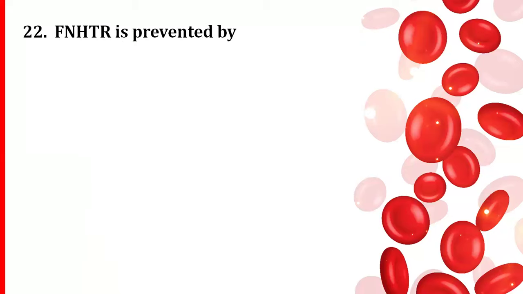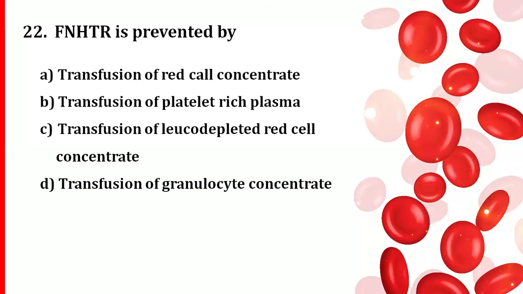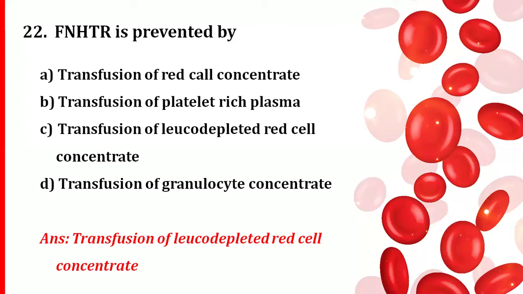Next question, FNHTR is prevented by: option A, transfusion of red cell concentrate. Option B, transfusion of platelet-rich plasma. Option C, transfusion of leukodepleted red cell concentrate. Option D, transfusion of granulocyte concentrate. Here the right answer is transfusion of leukodepleted red cell concentrate.